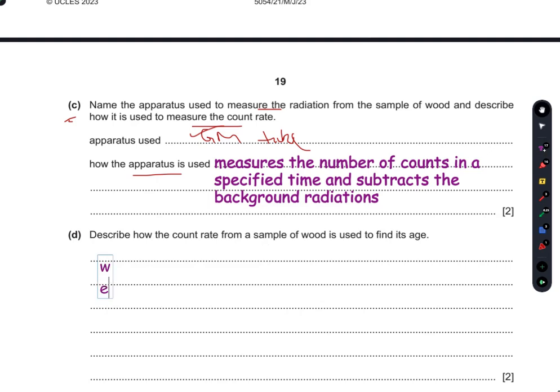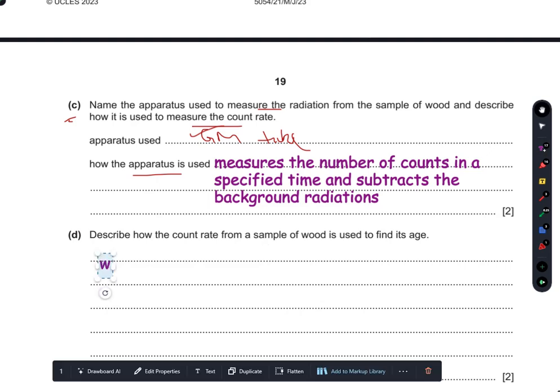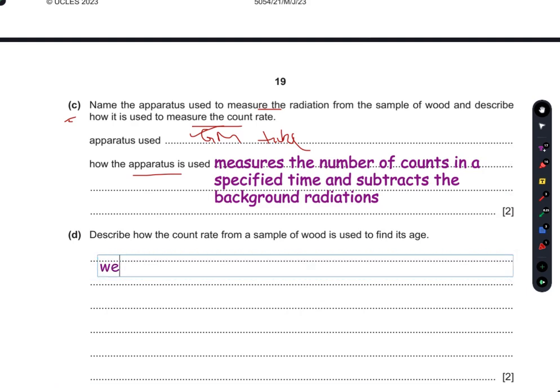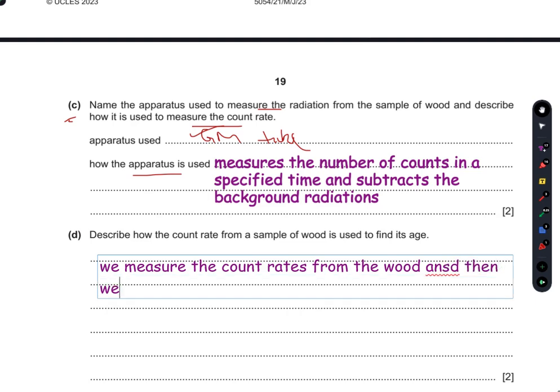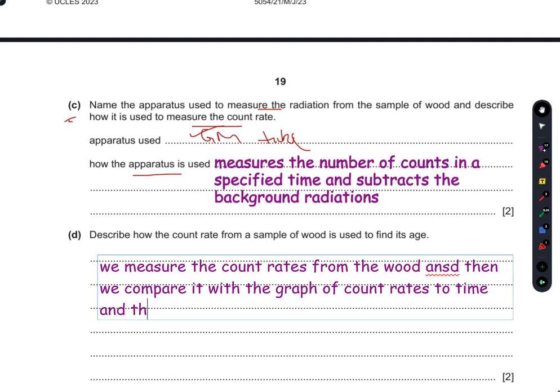We measure the count rates from the wood, which is the sample of the wood, and then we compare it with the graph of count rates to time, and then calculate the age of the sample. So that's your answer.